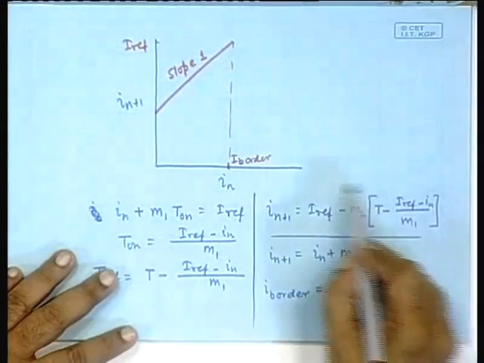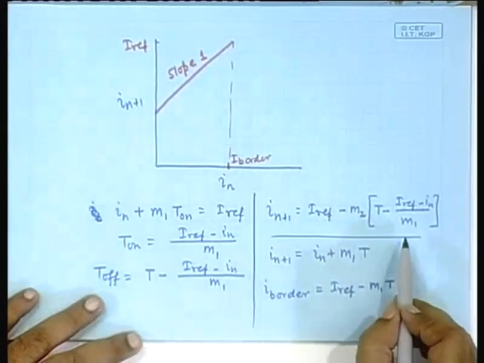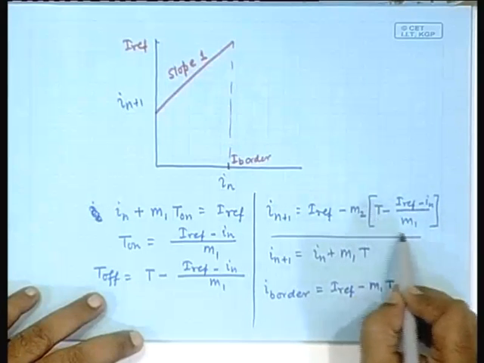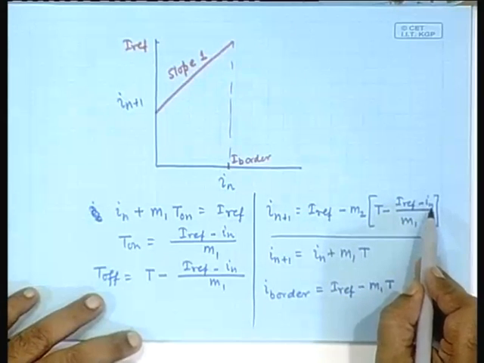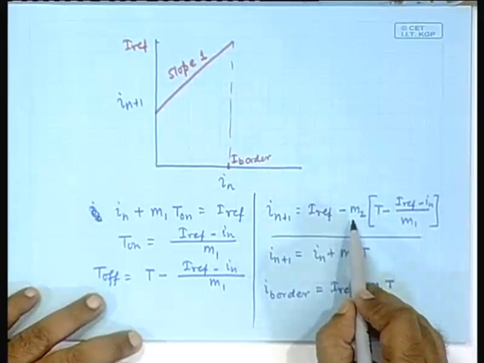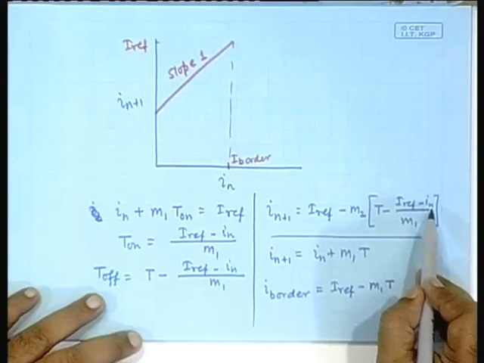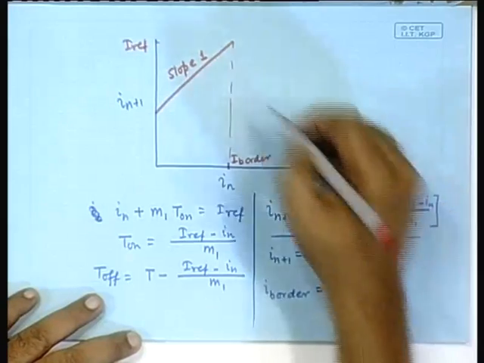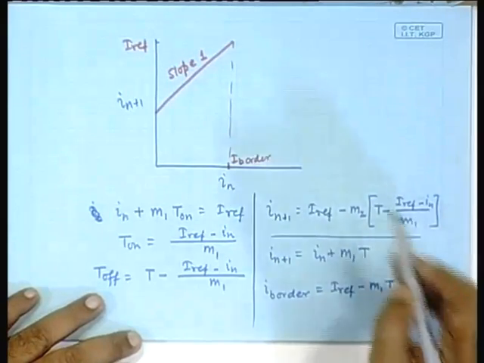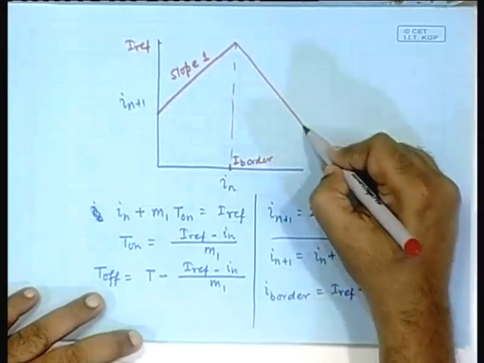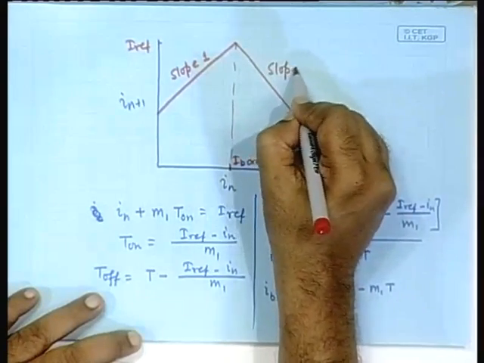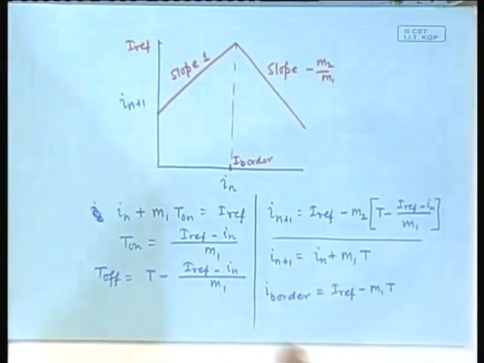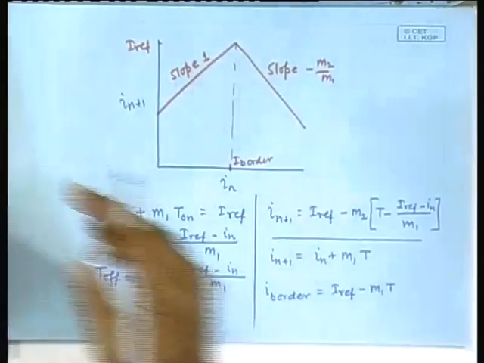After that we have to take this equation. You can see that these parts are all constant, only this one is a variable part, where the slope is minus M2 by M1 times I n. So, it will be something like this, where the slope is minus M2 by M1. Good. So, this is the graph of the map for this practical system.